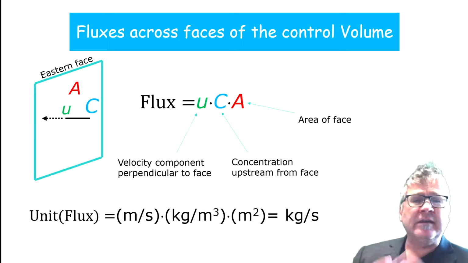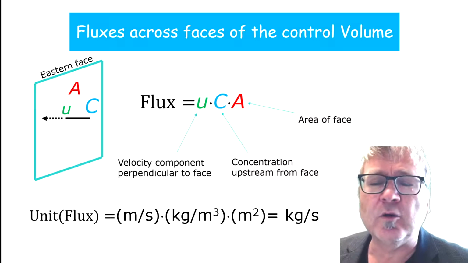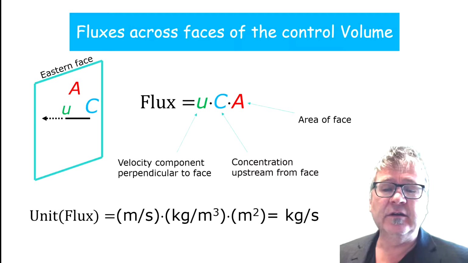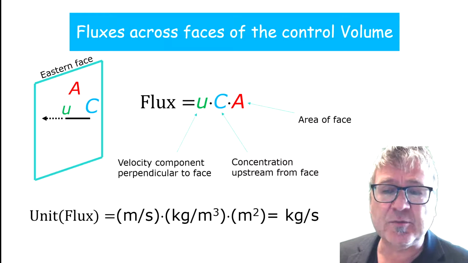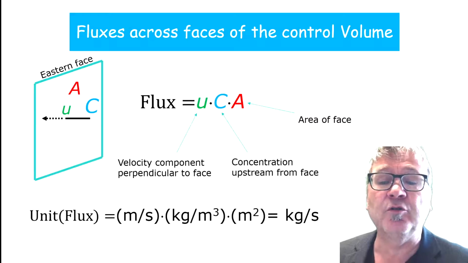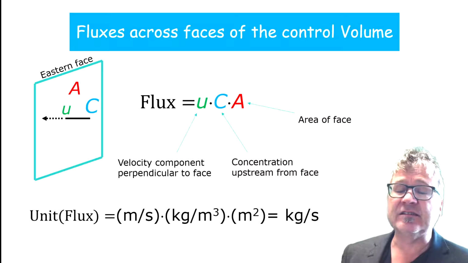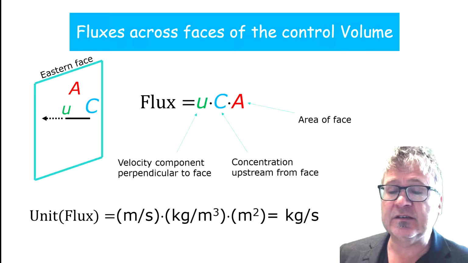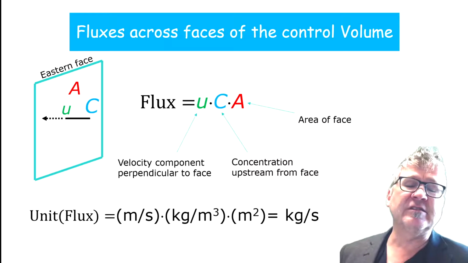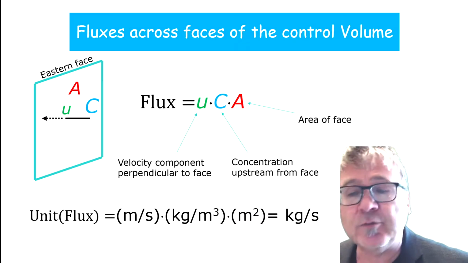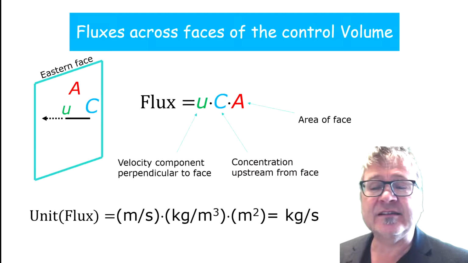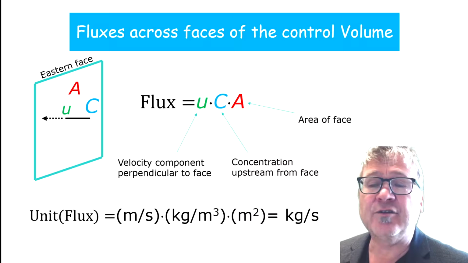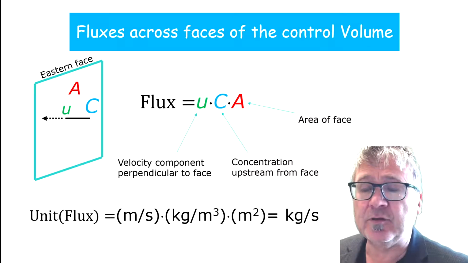Okay, so if you now look at the units and work out what the unit of a flux is, we take the U in meters per second, the concentration of our property in kilograms per cubic meter, and the area in square meters. If we look at all the units and simplify this, it turns out to be kilograms per second, and this is exactly what we want to have. It is a change of the mass of your property in kilograms per second, per time unit.